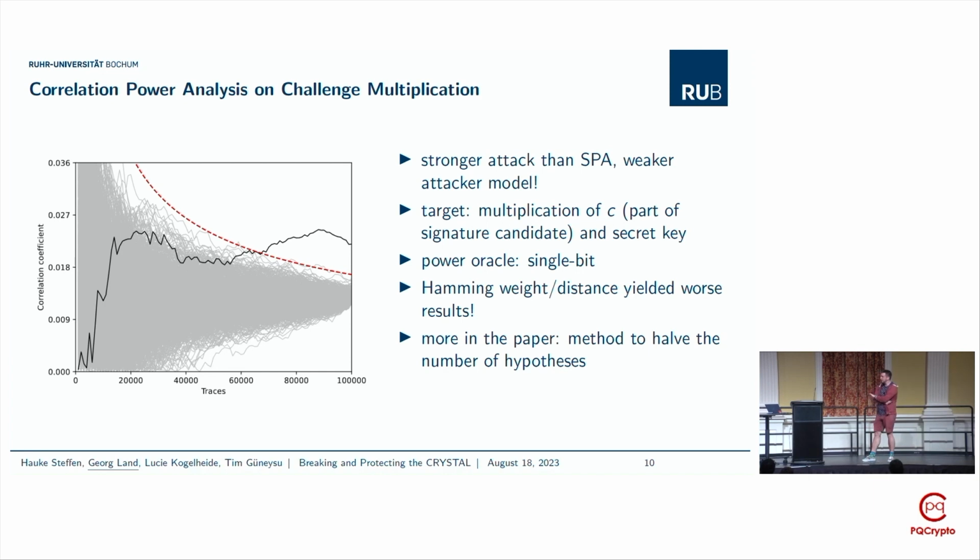In the paper, we have several other results. For example, we explain a method that halves the number of hypotheses that have to be processed during computing the best hypothesis, and also the impact of noise generation. So whether noise generation would be a good countermeasure, I can say it increases the number of traces by one order of magnitude, but it's obviously not a complete countermeasure.